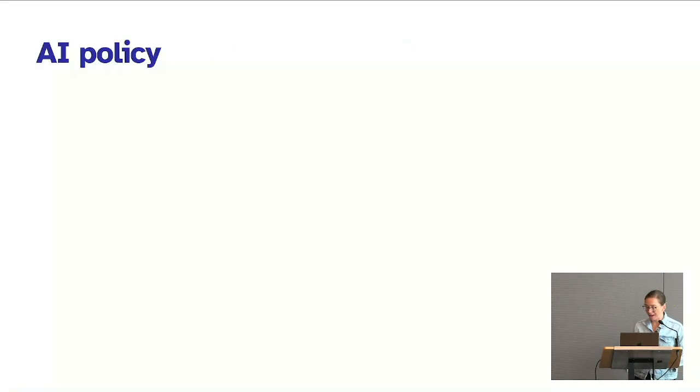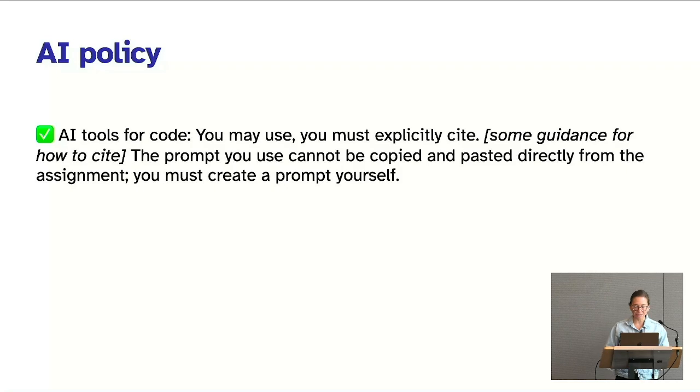And this was my AI policy, and I will say, let me go through that real quick. I said, you can use AI tools for code, but you must cite it, and I provided some guidance for how to cite it. And I said the prompt used can't be copied and pasted from the assignment. How am I going to police that?